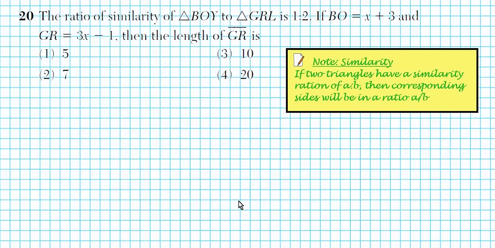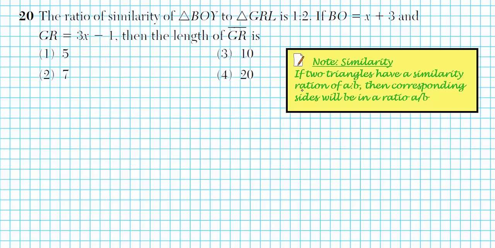Okay, let's take a look at number 20, the last in this review installment. It says the ratio of similarity of triangle BOY to triangle GRL is 1 to 2. If BO equals x plus 3 and GR equals 3x minus 1, then the length of segment GR is. One thing you want to note concerning similarity of triangles is that if two sides have a ratio of similarity of A to B, then the corresponding sides will be in the ratio of A divided by B. This fact will help us set up our ratios and ultimately solve for the length of segment GR. Okay?